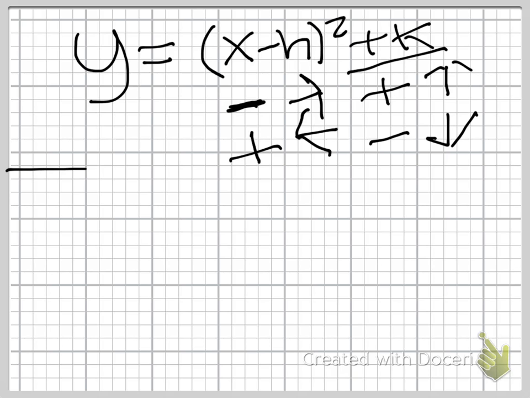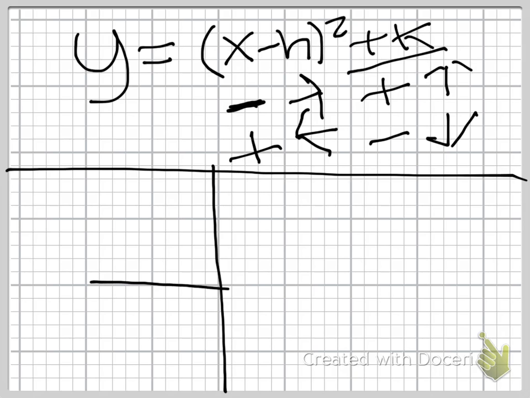So I would like you guys to try to match this graph. I'm going to draw one here. I'm going to say that I have a vertex of 1, 2, 3, 4, 5, 1, 2, 3. So there's my vertex right there. And it opens up like this.